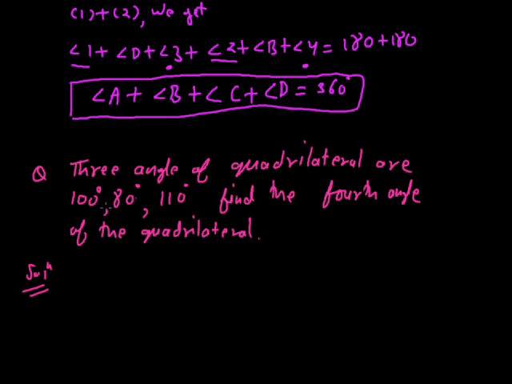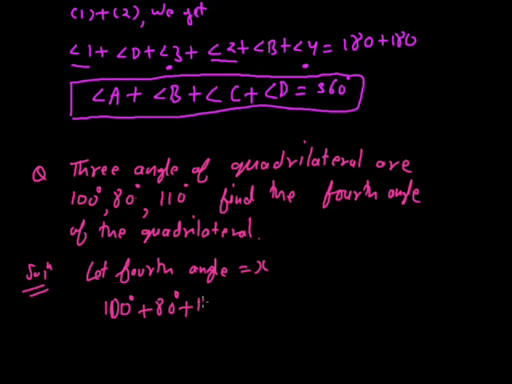Now here in the quadrilateral, three angles are given to us and we have to find the fourth one. Let the fourth angle be x. Now, we know the angle sum property of a quadrilateral, that is, the sum of all the four angles should be equal to 360 degrees. So 100 degrees plus 80 degrees plus 110 degrees, and the fourth angle is x. So the sum of all these four angles should be equal to 360 degrees.